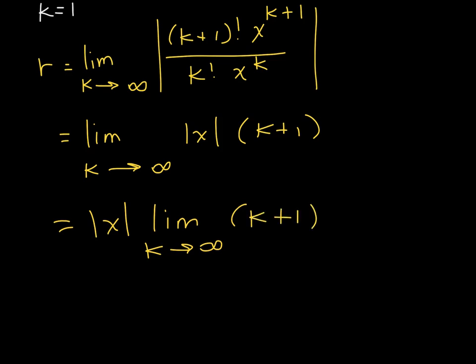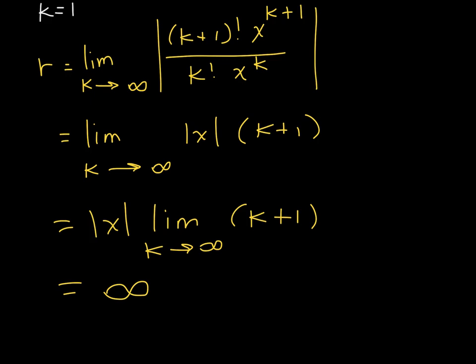Now, this is equal to infinity, right? So this entire limit is equal to infinity, which is, by the ratio test, absolutely greater than 1. Infinity is greater than 1. Therefore, this power series diverges.